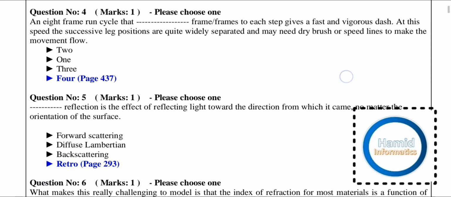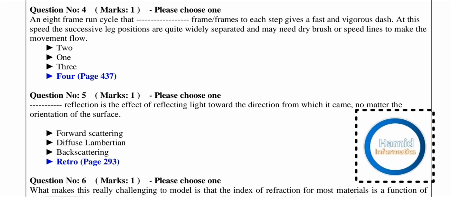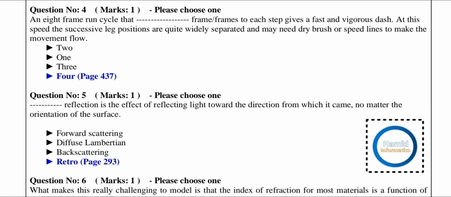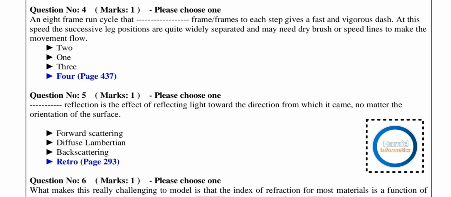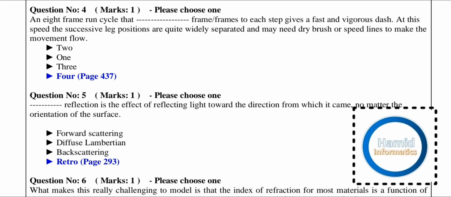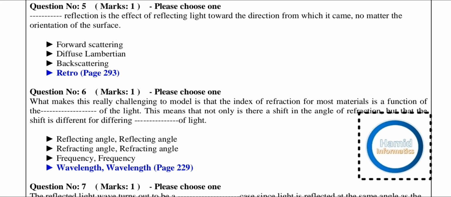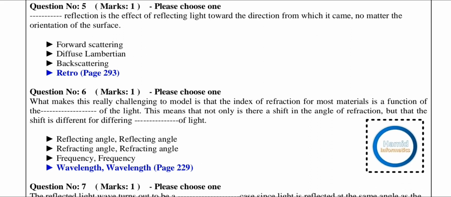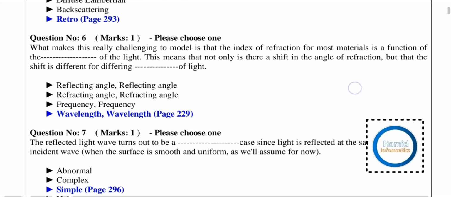Next one: in an 8-frame run cycle, dash frame or frames to each step gives a fast and vigorous dash. 8. At this speed, the successive leg positions are quite widely separated and may need dry brush or speed lines to make the movement flow. Next one: dash, retroreflection is the effect of reflecting light toward the direction from which it came, no matter the orientation of the surface.